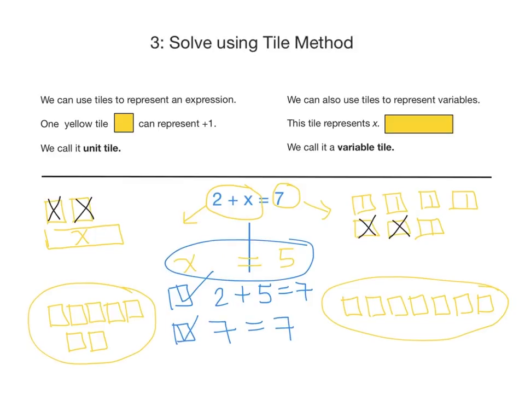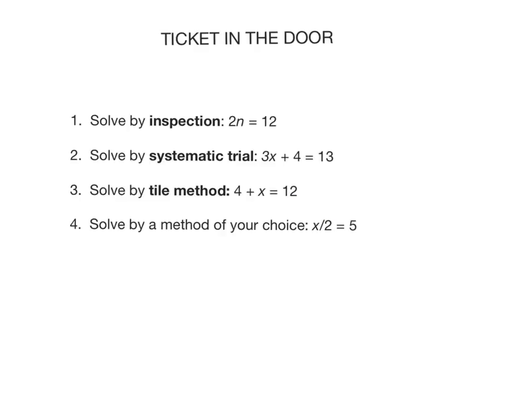x equals 5. So your ticket in the door for tomorrow is to solve the following equations. For the first one, you're going to be using the inspection method. The second one will be the systematic trial, so the guess and check. The third will be using the tile method. And the fourth will be solving with any method that you choose, either one of these three methods that we've discussed. Please record these into your math journals and show all your work, whether it's drawing a table or drawing pictures to represent the steps you took. And for the fourth question, please describe the method of your choice.